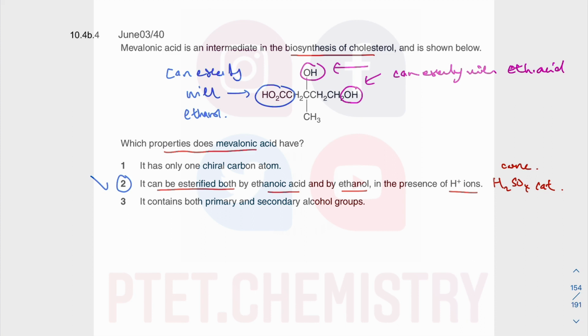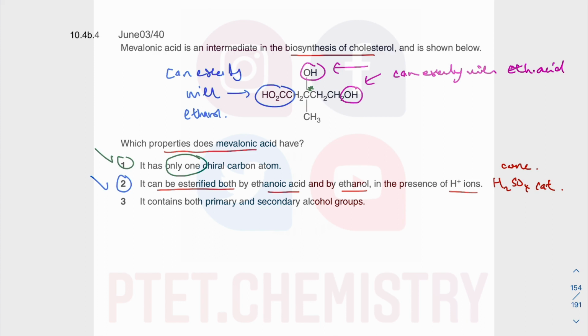If I check number 1, well, this is about chiral carbon. So if I look at that, that cannot be chiral. That is a CH2, cannot be chiral, cannot be chiral, cannot be chiral. And this thing there in the middle, this is the chiral carbon. That is the only one. Only one is correct. That is the only one in the middle there. This is a CH2 with carboxylic acid. This is a CH2 with alcohol, alright?